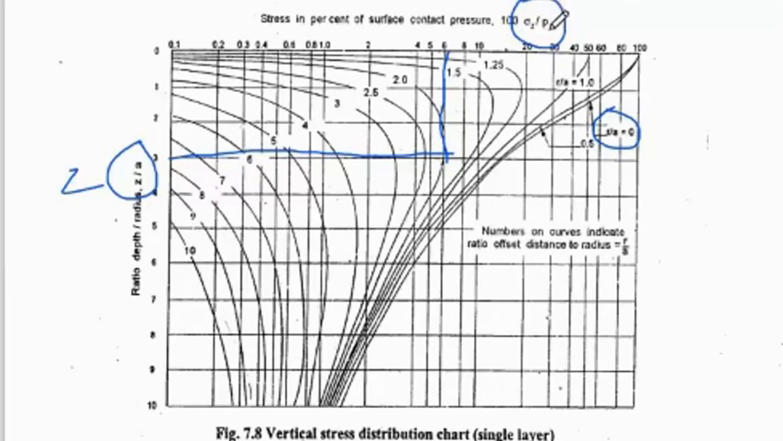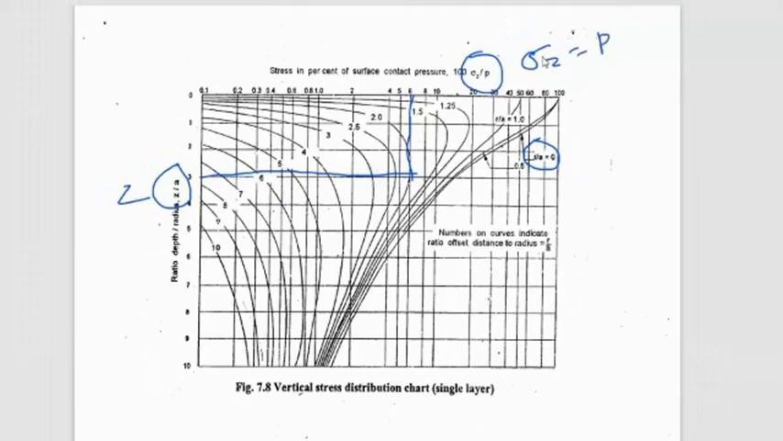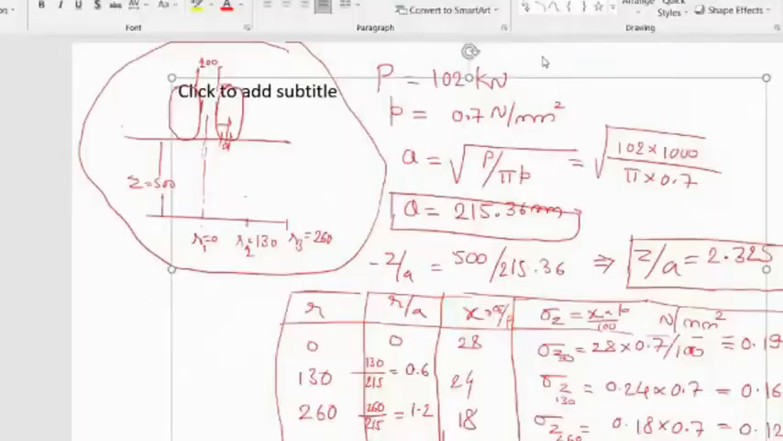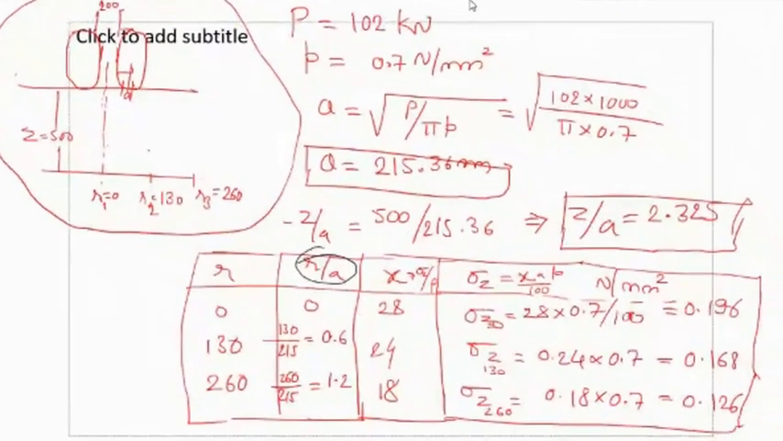We will be knowing small p. So sigma Z is equal to small p into the percentage, whatever value, 6 divided by 100. So like that you can find the sigma Z, sigma Z for various R by A and various Z by A. That is what is being calculated here for different R by A and Z by A.